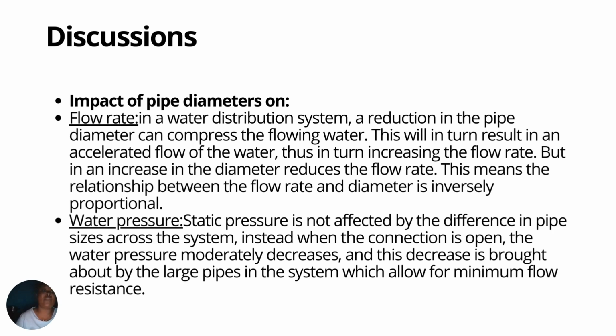Now, the impact of the pipe diameter on the water pressure. The static pressure is not affected by the difference in pipe sizes across the system. Instead, when the connection is open, the water pressure moderately decreases, and this decrease is brought about by the large pipes in the system, which allow for minimum flow resistance.